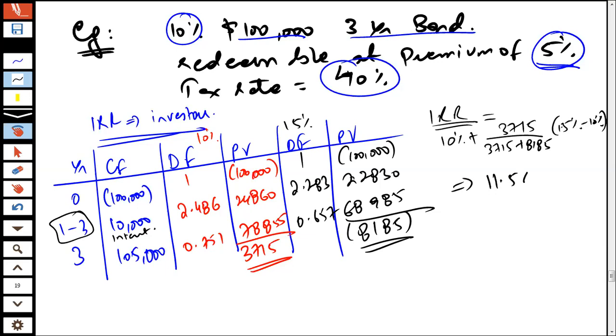So this is going to turn out to be 11.56%. How much is it going to turn out to be? 11.56%. Let's see if it is okay with you. Then I'm going to explain one more thing with respect to it.